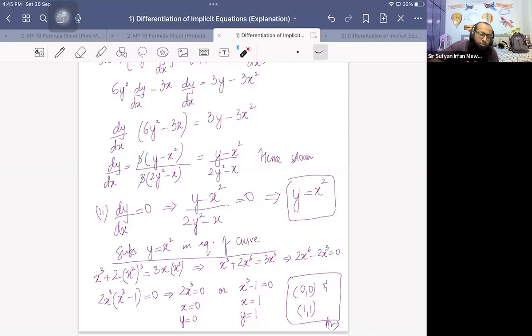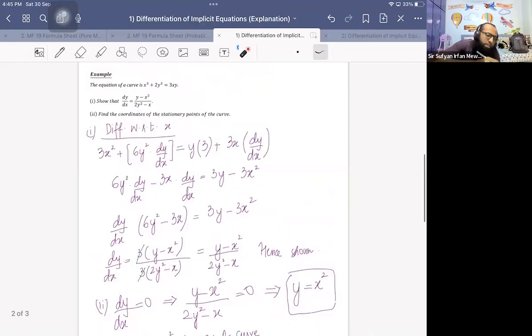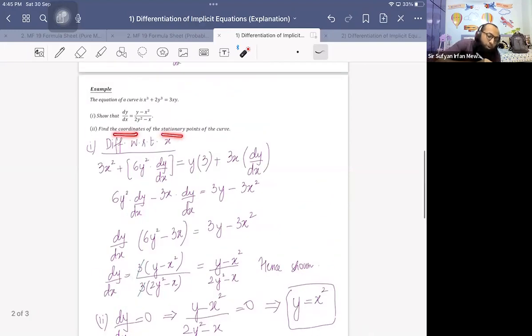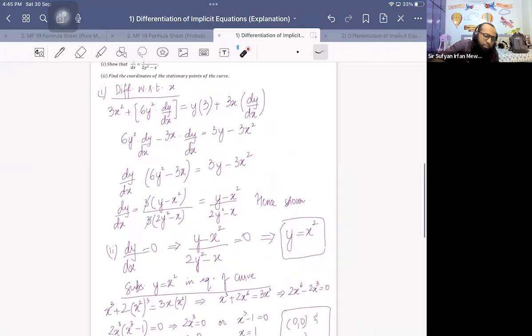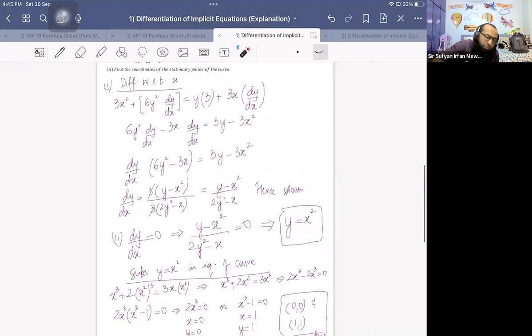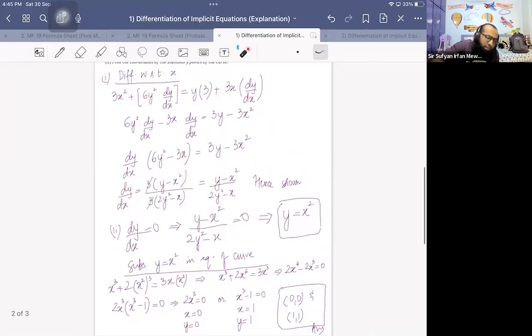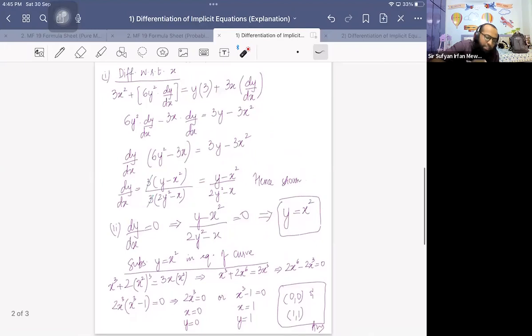So there's not just one stationary point, but coordinates of the stationary points of the curve. Even the question tells us that there's not one single point, there are stationary points. So we have got two stationary points from here, (0, 0) and (1, 1). So this is the solution of the entire example, which has been taken from the past paper.